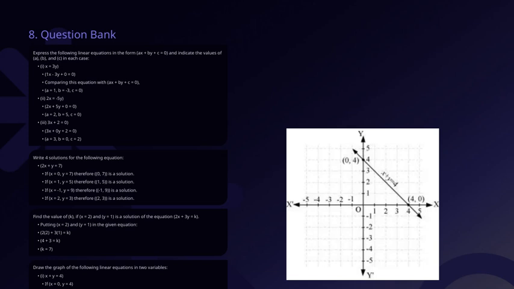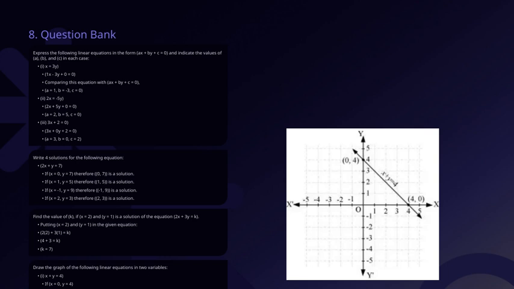First, we have the task of expressing linear equations in the standard form, which is ax plus by plus c equals 0. For example, when we have x equals 3y, we rewrite it as 1x minus 3y plus 0 equals 0, so here a equals 1, b equals minus 3, and c equals 0. Similarly, for 2x equals minus 5y, rewriting gives 2x plus 5y plus 0 equals 0, with a equals 2, b equals 5, and c equals 0. And for 3x plus 2 equals 0, we write it as 3x plus 0y plus 2 equals 0, so a is 3, b is 0, and c is 2.